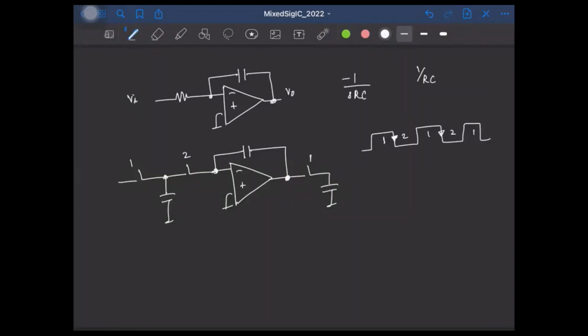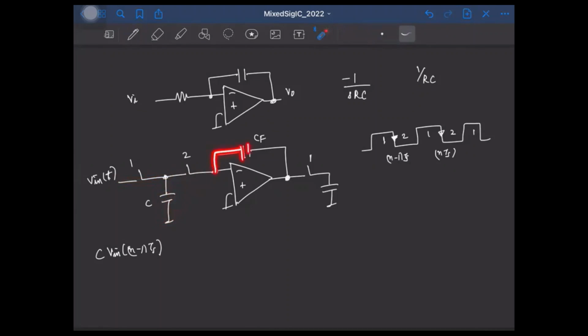Right, so what will happen during the phase phi 1, if this is Vin of t, the capacitance C here will get charged to Vin of, say if I call this instant as n minus 1 Ts and this as n Ts. So during this phase, the capacitor will get charged to Vin of n minus 1 Ts, right? And during the second phase, we'll connect it like this, so which means it will transfer this entire charge to the capacitance, right? So the charge stored in C will be C times Vin of n minus 1 Ts, right?